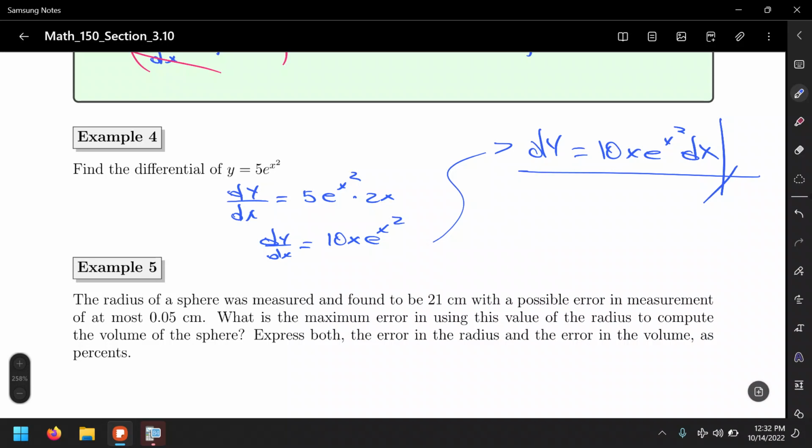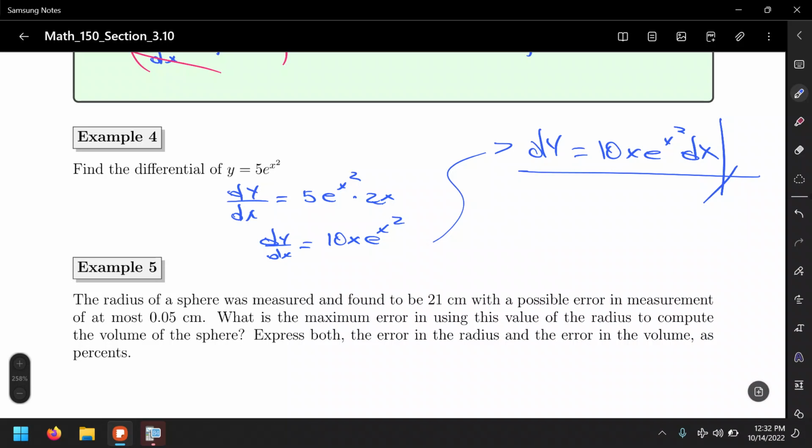Yes. So how did you get 2x? By the chain rule, the derivative of x squared is 2x. So you just use the chain rule? Yes, so the derivative of the exponential, which is itself the exponential, times the derivative of the exponent, which is the derivative of x squared, which happens to be 2x. And then just simplify the coefficient.